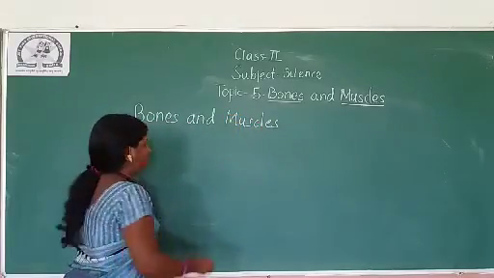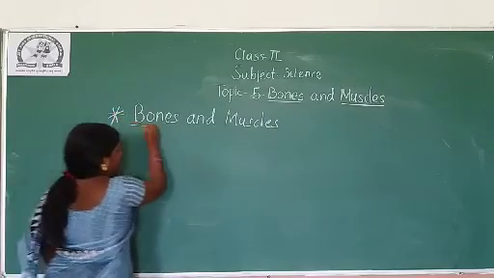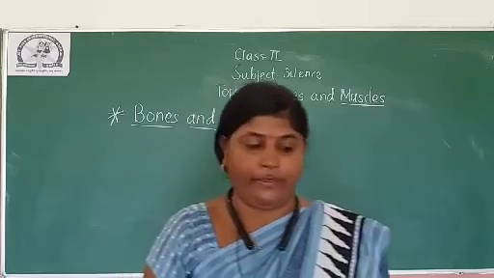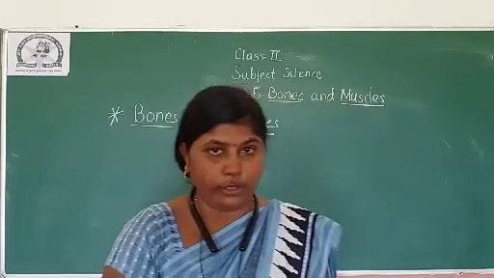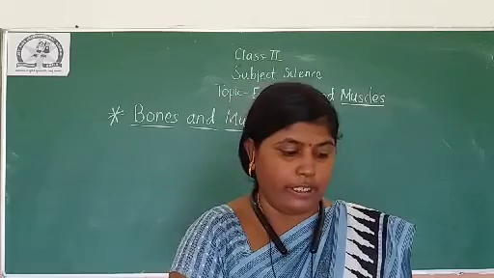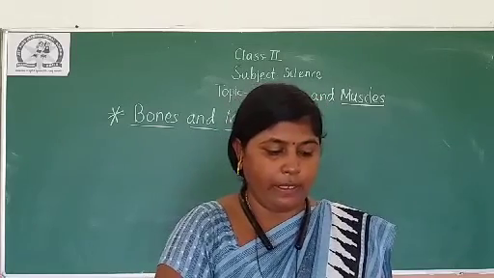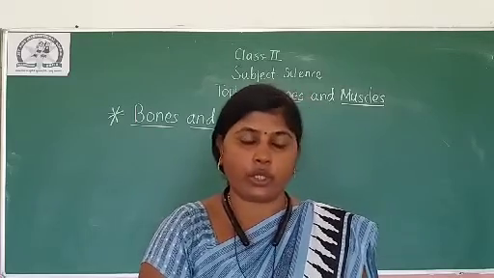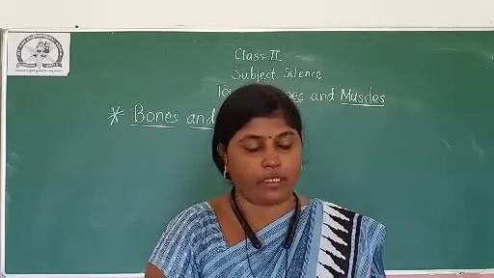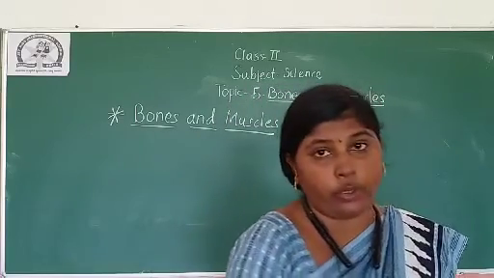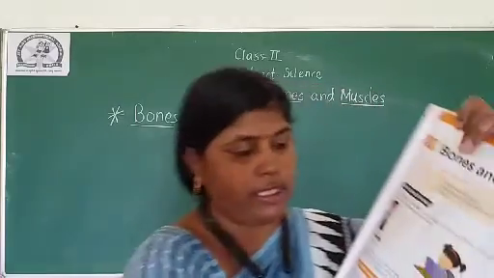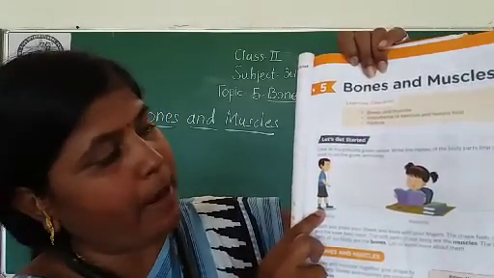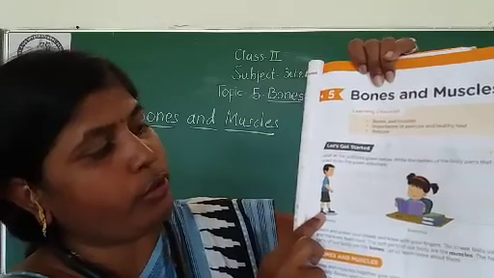So we will start this point with the let's get started activity. For that you have to look into your book, page number 43. Look at the pictures given below. Write the names of the body parts that are used to do the given activities. I am going to show you the pictures.